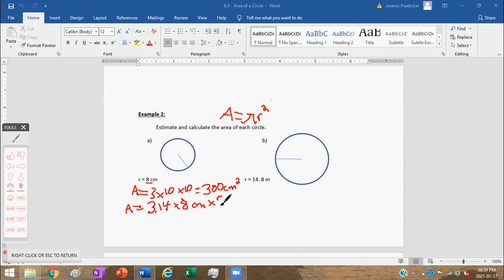Centimeters times 8 centimeters. And area here is going to be equal to 3.14. Whoops, I almost did that. Missed the decimal point in my calculator. Times 8 times 8. And I end up with 200.96 centimeters squared. So 200, it doesn't say here to do anything rounding wise, so I'll just write down all the decimal places.